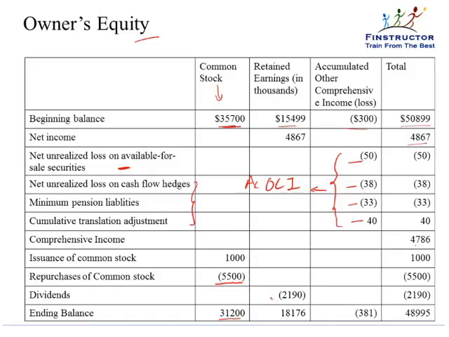The company paid dividends of $2,190. So the retained earnings grew from $15,499 plus 4,867 minus 2,190. And the accumulated other comprehensive income went up from minus 300 to minus 381 on the equity. So the total equity reduced from $50,900 to $48,900, primarily because of this big repurchase that the company has done. So that's about understanding the balance sheet.